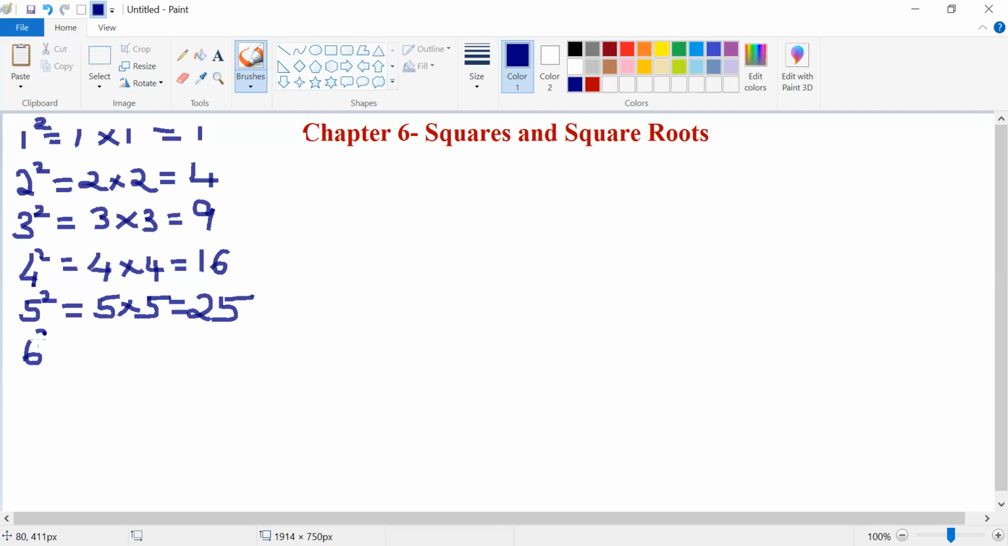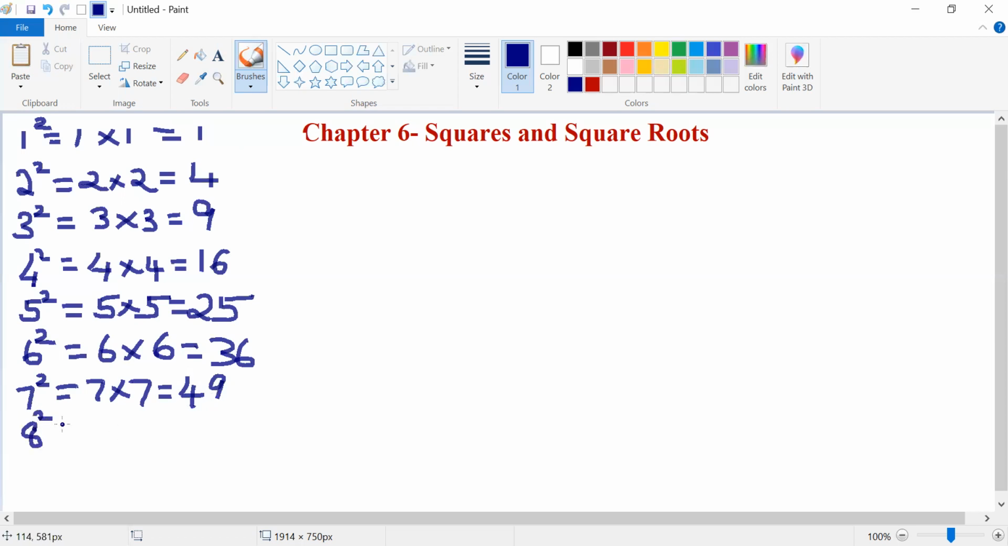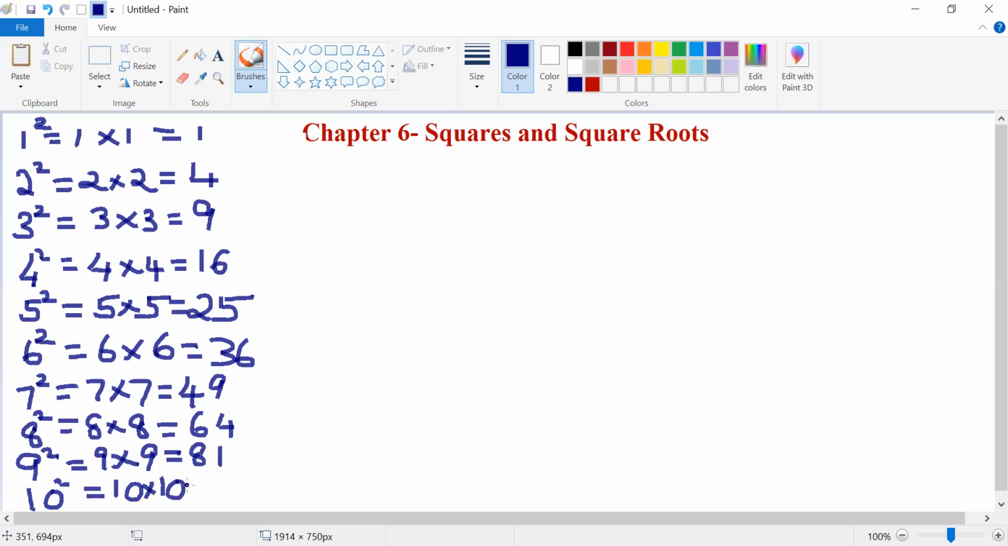Next 6 square, which is 6 into 6, that is equal to 36. Now 7 square equal to 7 into 7, that is 49. 8 square equal to 8 into 8, that is 64. 9 square is 9 into 9, that is 81. 10 square equal to 10 into 10, that is 100.